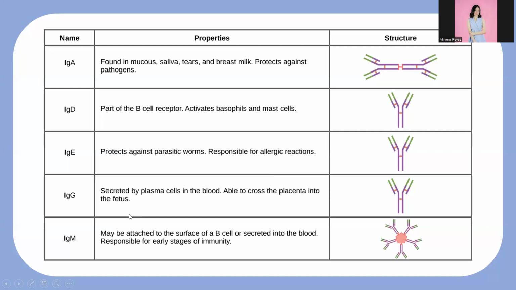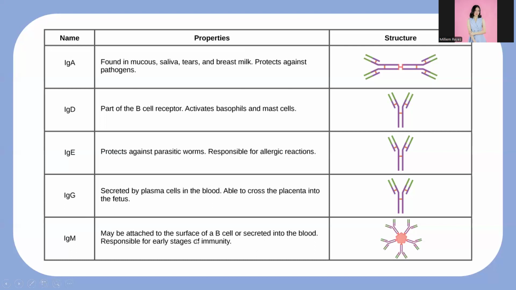IgG is secreted by plasma cells into the blood, and they are the smallest ones. And because they are the smallest, the gamma, immunoglobulin gamma, they can cross the placenta and into the fetus. So, lahat ng IgG na meron si mommy, so yung mga protected siya against, mapapass on kay baby. Kaya important din na si mommy ay fully vaccinated.